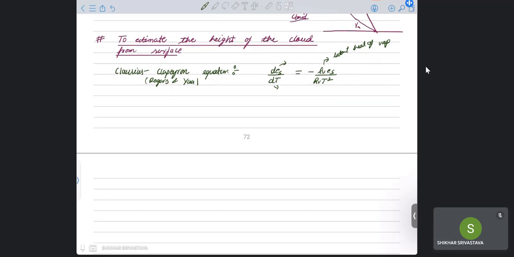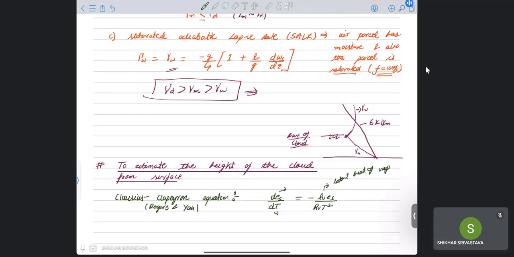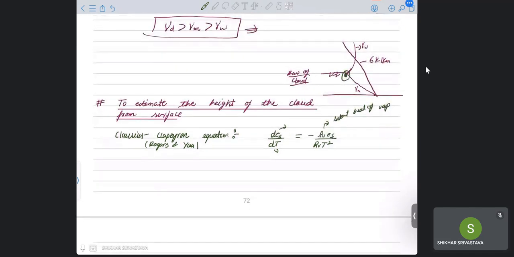Okay. So suppose there is an air parcel which reaches this LCL point. After reaching this LCL point, condensation will start to occur. So at LCL, we know that the temperature of the parcel will become equal to the dew point temperature at that level, because then only condensation will occur. We know that dew point temperature is the temperature to which an air parcel must be cooled so that it becomes saturated. So at LCL, the temperature of the parcel must be equal to TD.